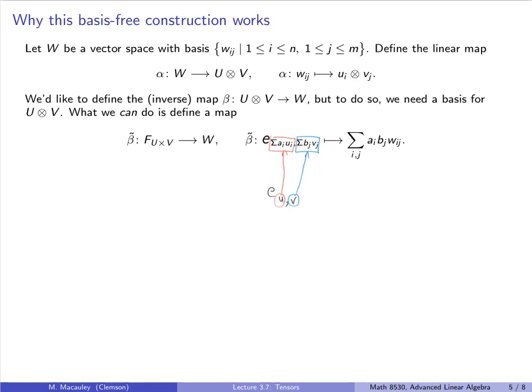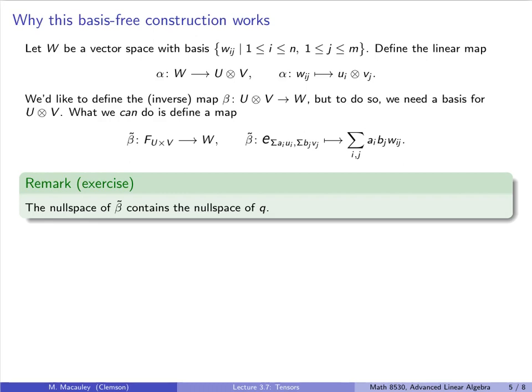Okay, so why are we doing this? I will leave it as a homework exercise to verify that the null space of this map, beta tilde, contains the null space of our quotient map we saw in the previous slide. So remember what that is. That is just the map that sends this basis element to the sum of ai ui tensor bj vj. It was technically a quotient map, and this is an equivalence class. So this is Q, and this up here is beta tilde. So in other words, anything that gets sent to 0 by Q also gets sent to 0 up here. Okay, so what good is that?